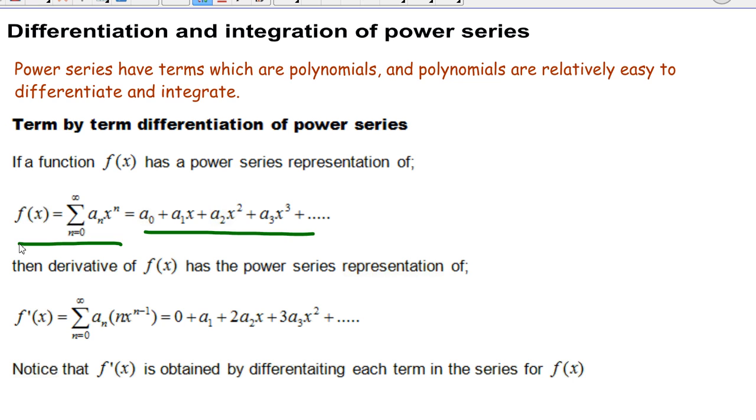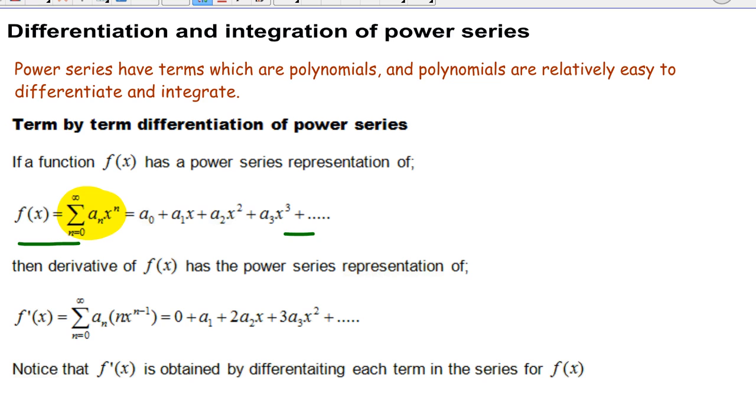So the derivative of f of x will be given by, if you find the derivative of a to the power 0, it will be 0. If you find the derivative of a to x squared, it will be 2. So you can see that basically what's happening here is you're finding the derivative of each term, term by term. Instead of doing that, suppose you're given that power series there.